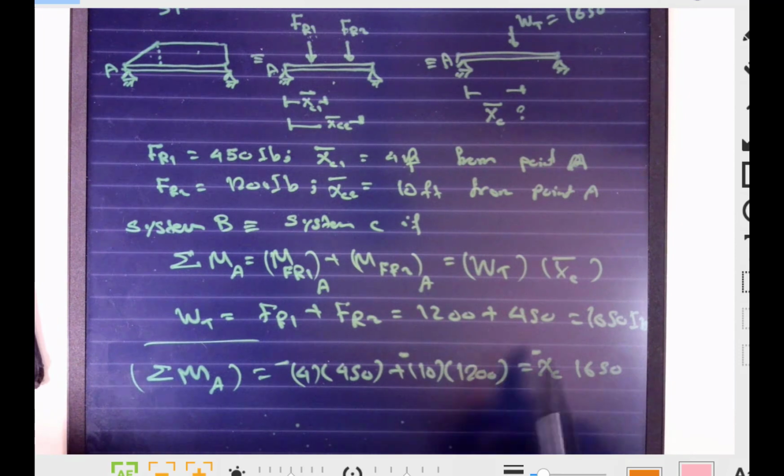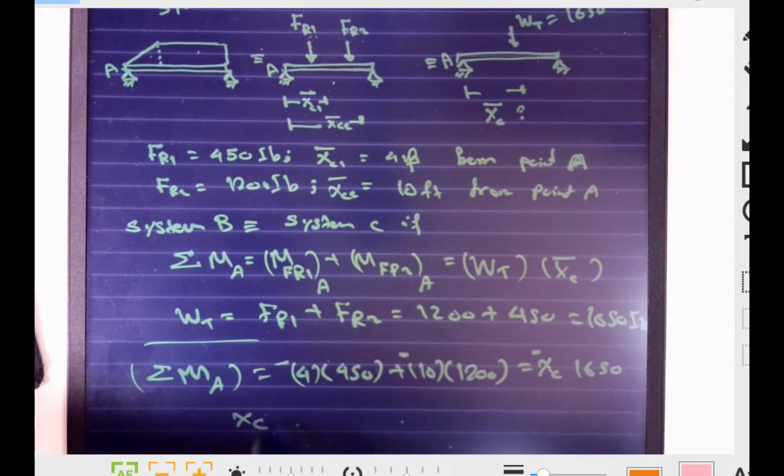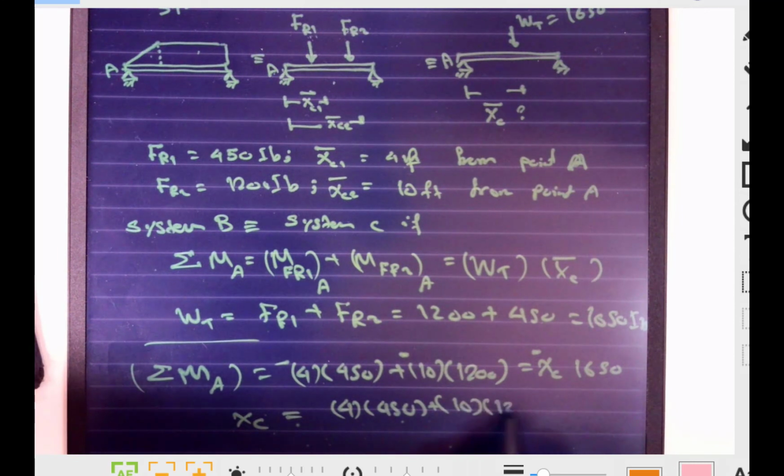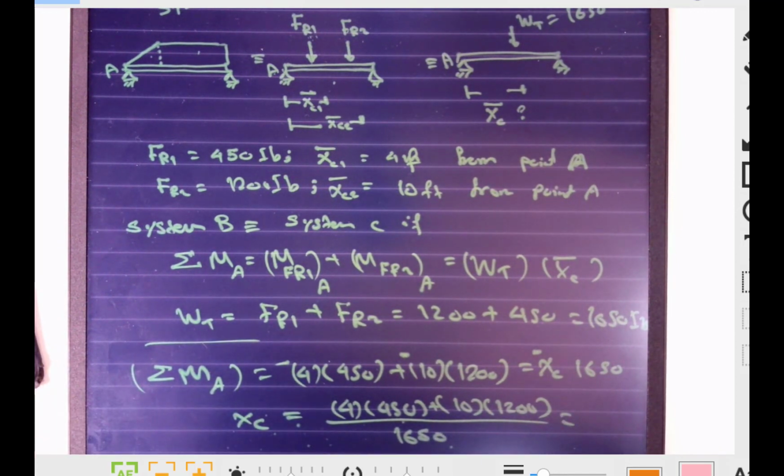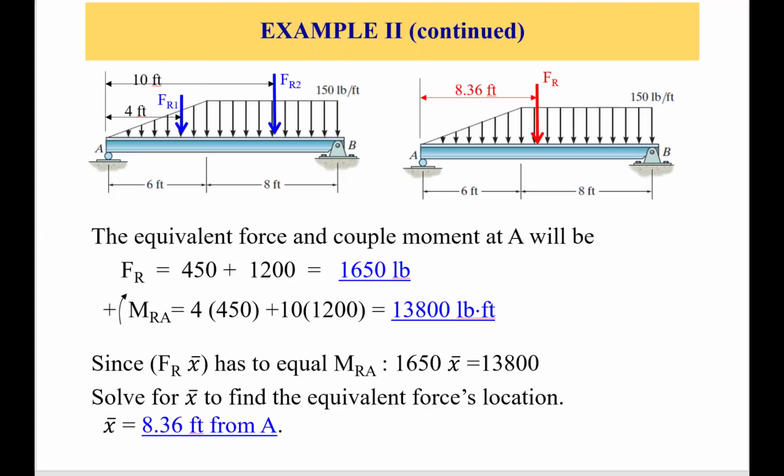So all the negatives will cancel, so XC is simply equal to 4 times 450 plus 10 times 1200, over the total force, and that's going to give us 8.36. So if you're wondering how this equation came about, we just discussed that in the notes.